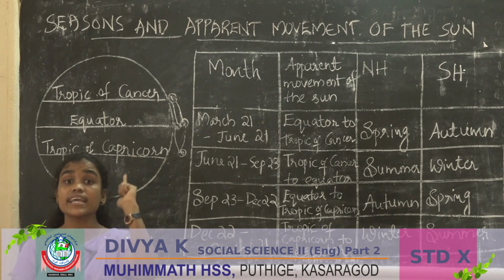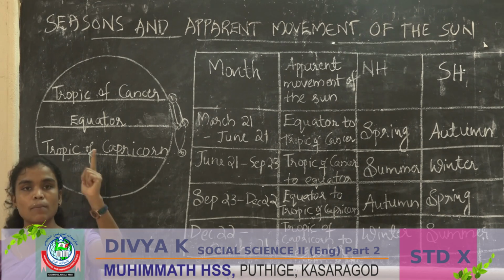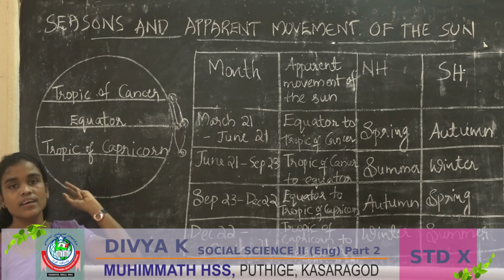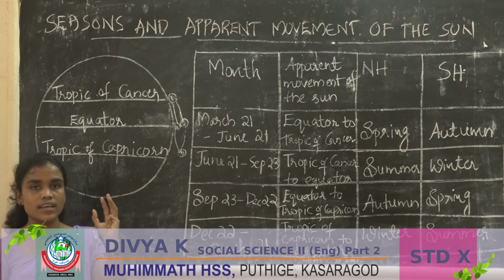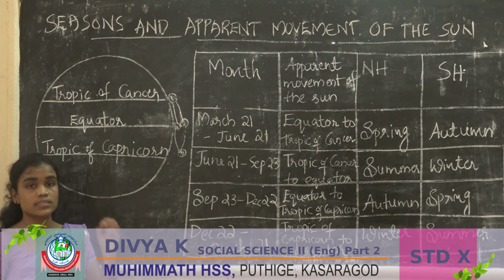That is, the first one is equinox. First concept is equinox. Second concept is summer solstice. Third concept is winter solstice. Last one is Uttarayanam and Dakshinayanam. Is it clear? First one is equinox. Let's discuss equinox in detail.